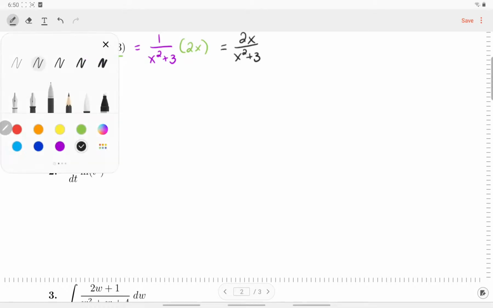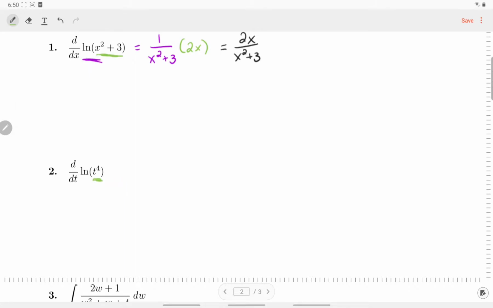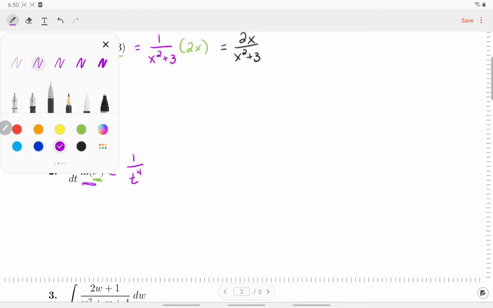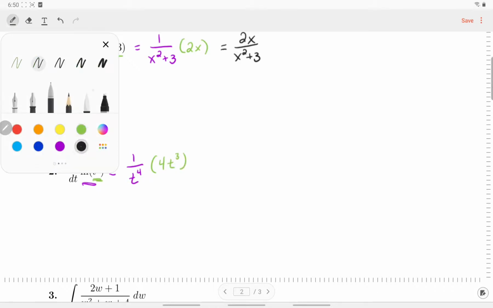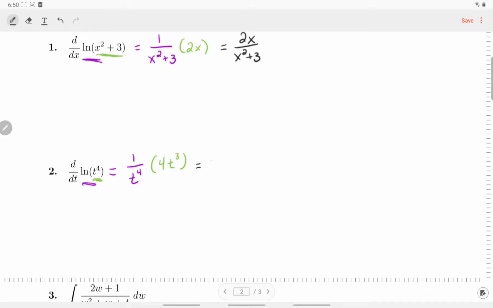If we do this like we did the previous one, I have an inside function and an outside function. Inside is t to the 4th, outside is natural log. So natural log's rule is to take 1 over the inside. Then, according to chain rule, derivative of the inside needs to be multiplied at the end, so I get 4t cubed. Do some algebra and simplify that, you will get 4 over t.